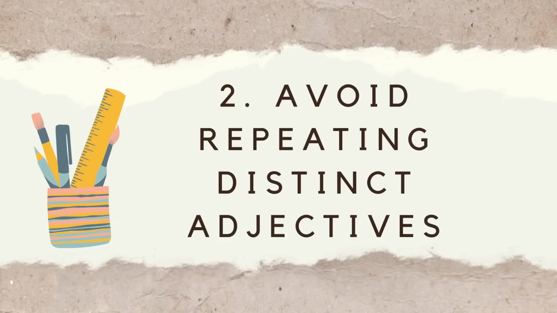Number 2, avoid repeating distinct adjectives. So this is a really easy problem to fix, but I think it's something worth being aware of. Most writers tend to have adjectives that they particularly favor, sort of pet adjectives that come up a lot in their writing. Normally, this isn't a major problem because most adjectives are sort of generic. So, for example, readers probably aren't going to notice if you reuse the word "red" a lot. If a lot of things in your book are red, probably no one's going to particularly notice or particularly care.